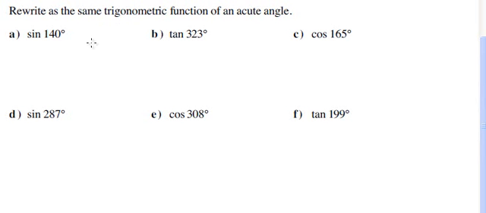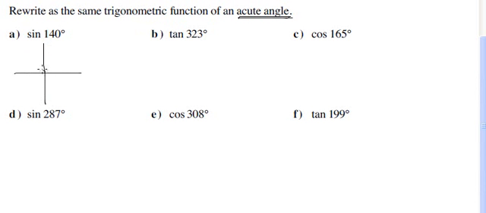Rewrite as the same trig function of an acute angle. Okay, these are not the simplest thing you've ever seen, but hang in there, we'll get through it. They say rewrite as the trig function of an acute angle. Acute angle means between 0 and 90 degrees, which means in quadrant 1. So when they give us an angle here like 140, we have to find some equivalent that's in quadrant 1.